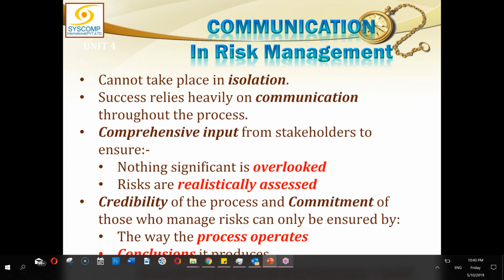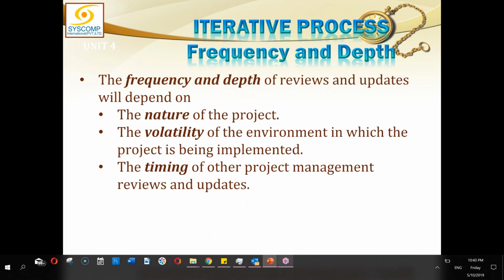Then there is a lot of importance of communication in risk management. You see, the previous topic, frequency and depth, I'll talk more about later. But here I just gave you the hint that frequency and depth is affected by, it depends upon the nature, volatility, and timing. But when should it be done?